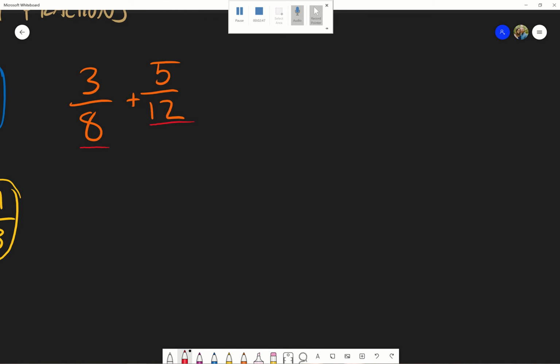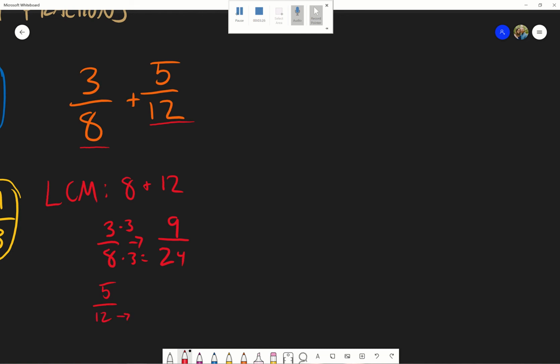So there are two ways that we can do that. One way is to find the LCM, the least common multiple of 8 and 12, and that can work. This one I think would happen to be 24. So we would say instead of 3/8, 3/8 equals how many 24ths? Well, 8 times 3 is 24. Do something to the bottom, same thing to the top. 3 times 3 is 9. 3/8 equals 9 24ths.